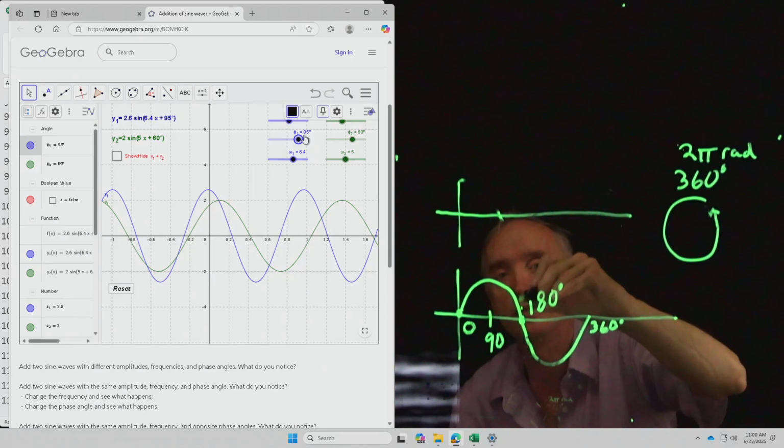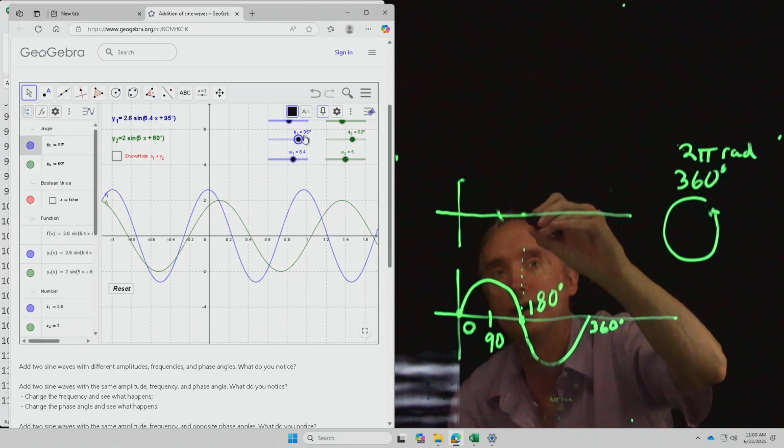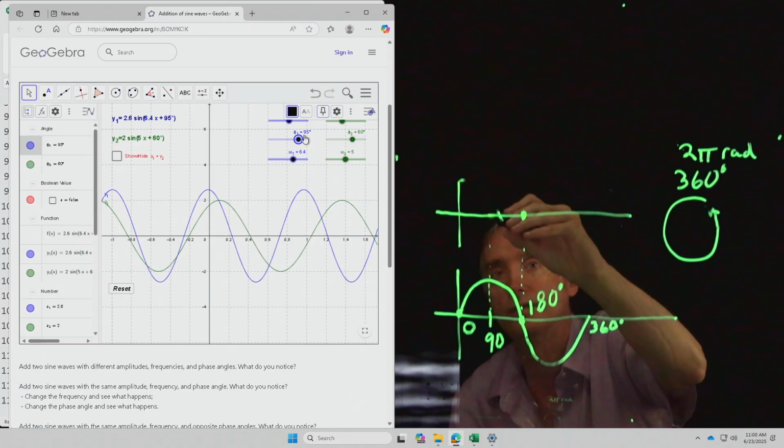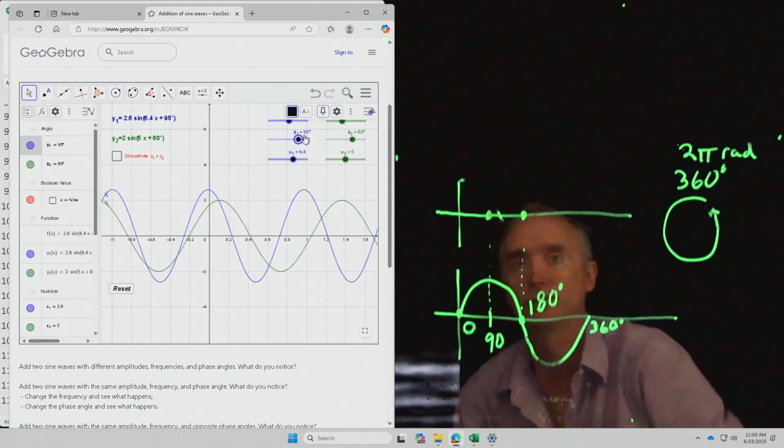So how about if I do this? Let's take this thing and move it up to here, and then let's take this thing and move it up to there, okay?